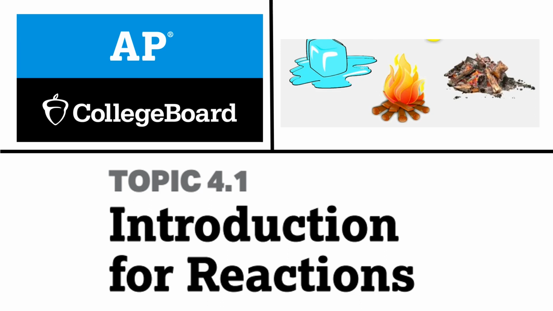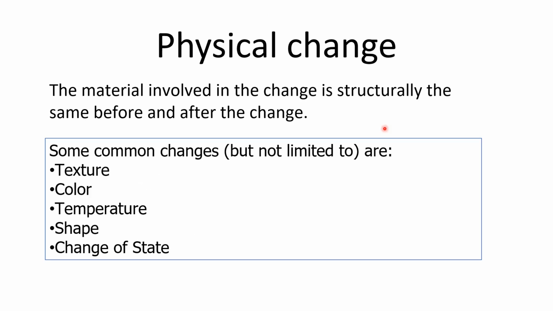So let's get started. There are two types of chemical reactions. The first one is the physical change and another one will be chemical change. Now, physical change is where the material involved in the change is structurally the same before and after the change. For example, if I'm talking about the melting of ice, the structure remains same, that is H2O remains as H2O, but it has changed the physical state. For example, it has changed from solid to liquid in case of melting of ice.